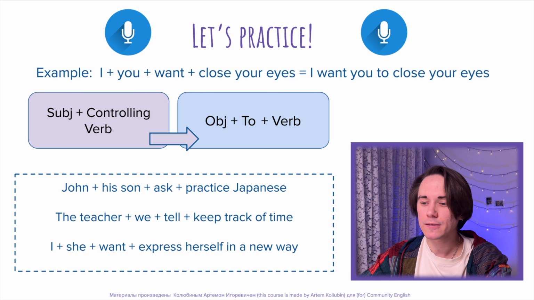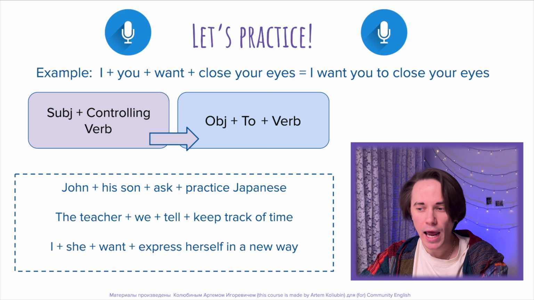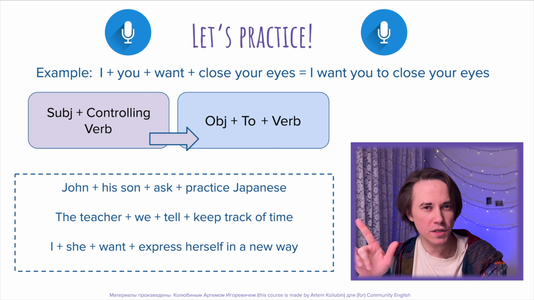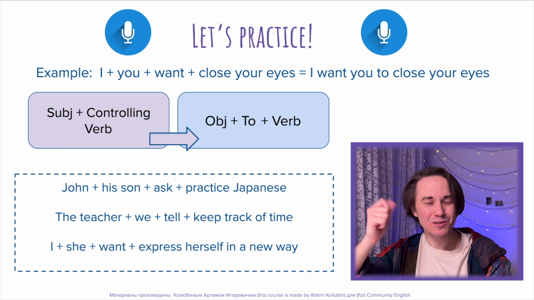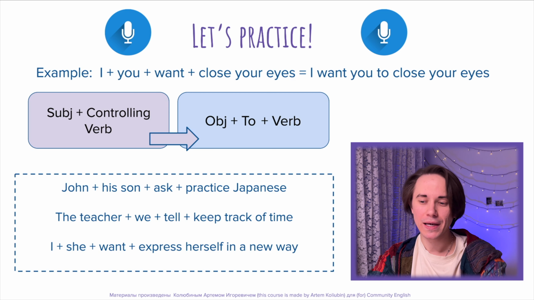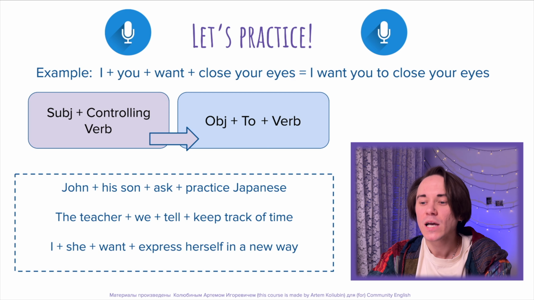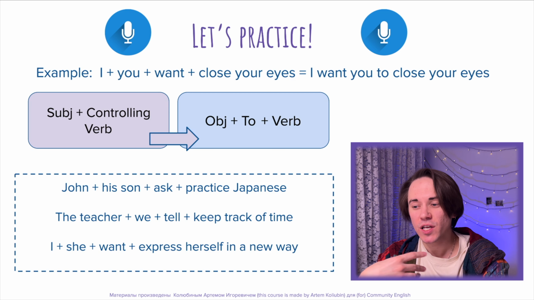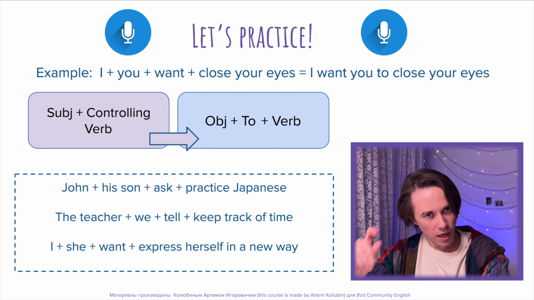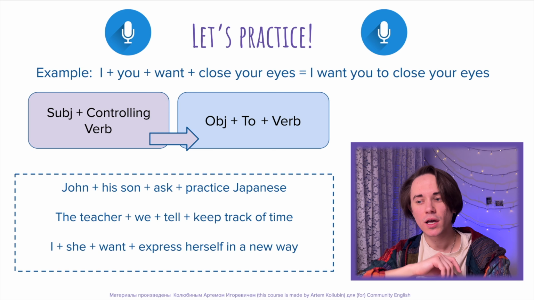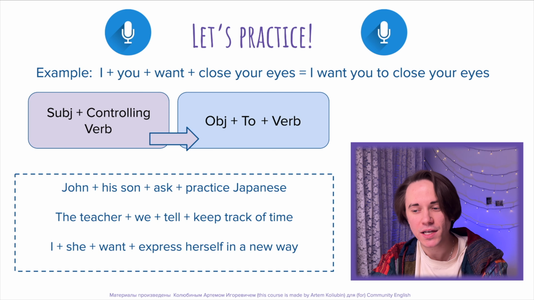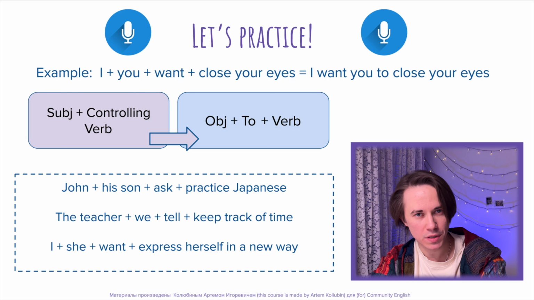So let's practice. "John, his son, asked, practice Japanese." Again, make sure you pause the video. First you say what you think it should be, then unpause and listen to me saying it and repeat after me. So, first one: "John asks his son..." Controlling verb, controlled object, to practice Japanese. John asks his son to practice Japanese.